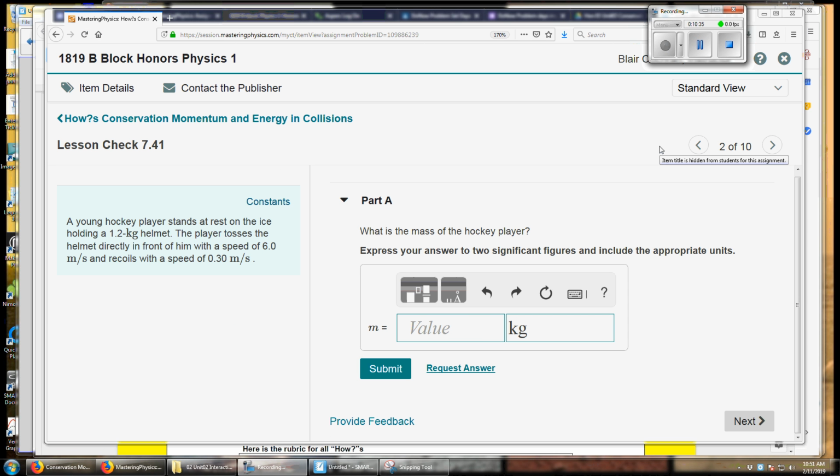Alright, on to number 2. We got the hockey player. He rests on the ice, tosses the helmet directly in front of him at the speed of this, and recoils at the speed of this. Oh, we have an explosion! Cool. Kind of a minor one, but it is an explosion. So that's what I'm going to start off with.